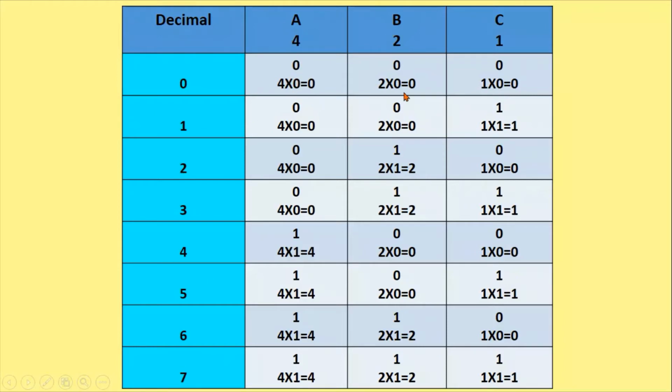For example, this one is the decimal column, and this one is the A column, B column and C column. In place of A, B, C, you could use different variable names, X, Y, Z or P, Q or whatever variables you have. And there is a formula called 1, 2, 4. If you have three variables, the formula is 1, 2, 4. If you have two variables, the formula will be 1, 2.